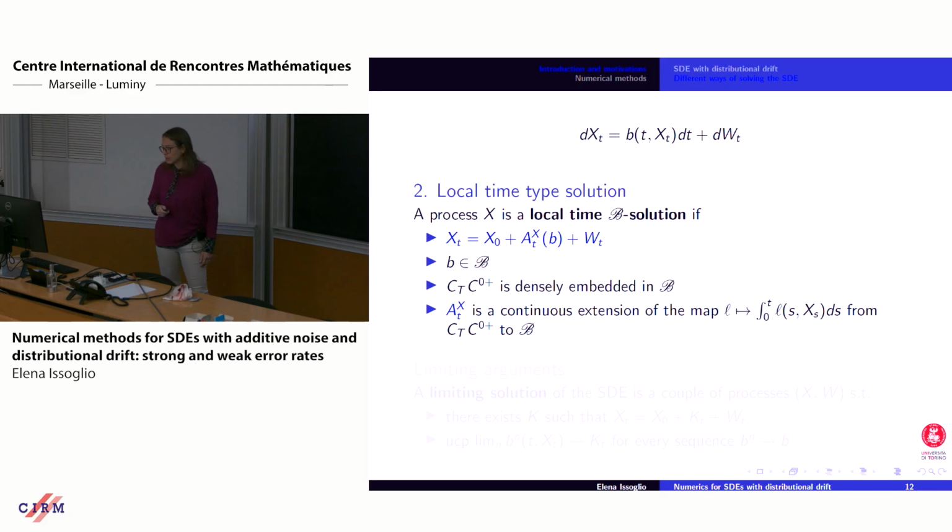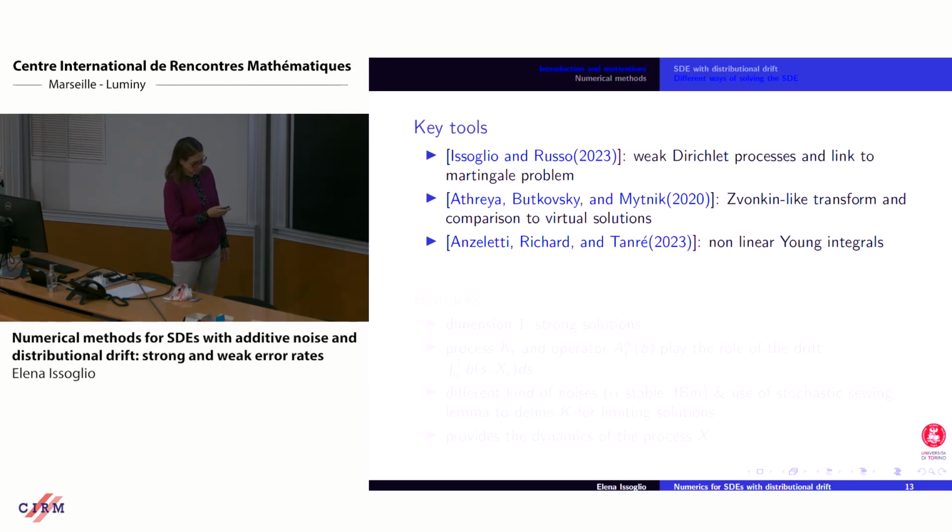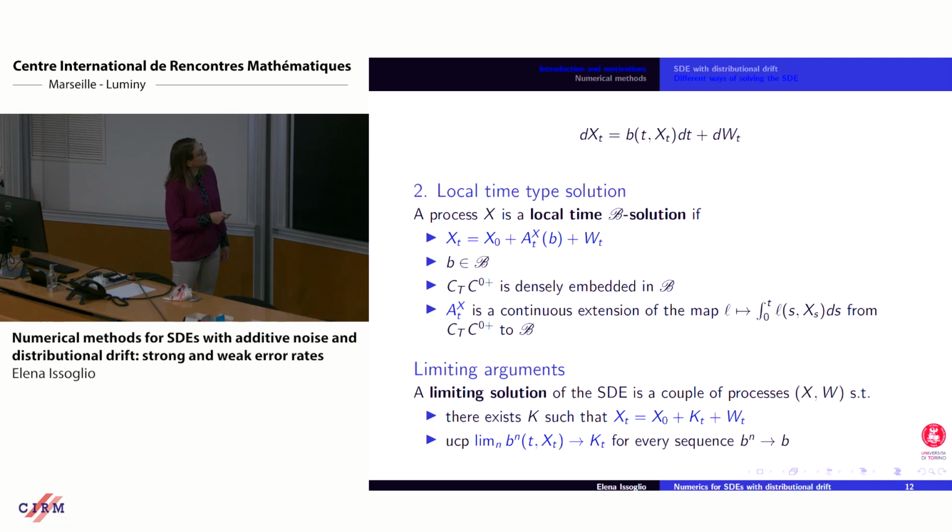And that is more or less the same as the limiting argument I was describing below, where you don't know what b of (t, X_t) is, so you mollify the b with b_n's that are smooth enough so that you can define b_n(t, X_t).